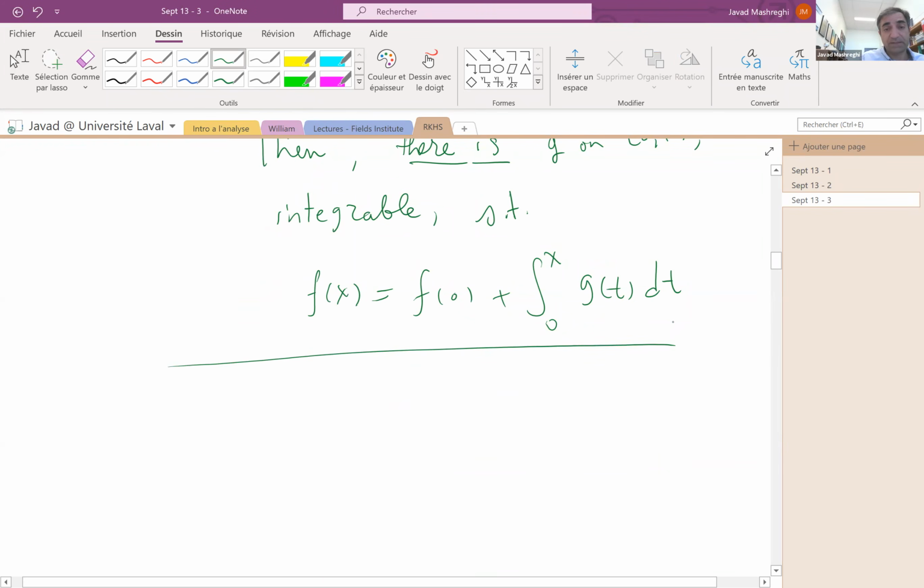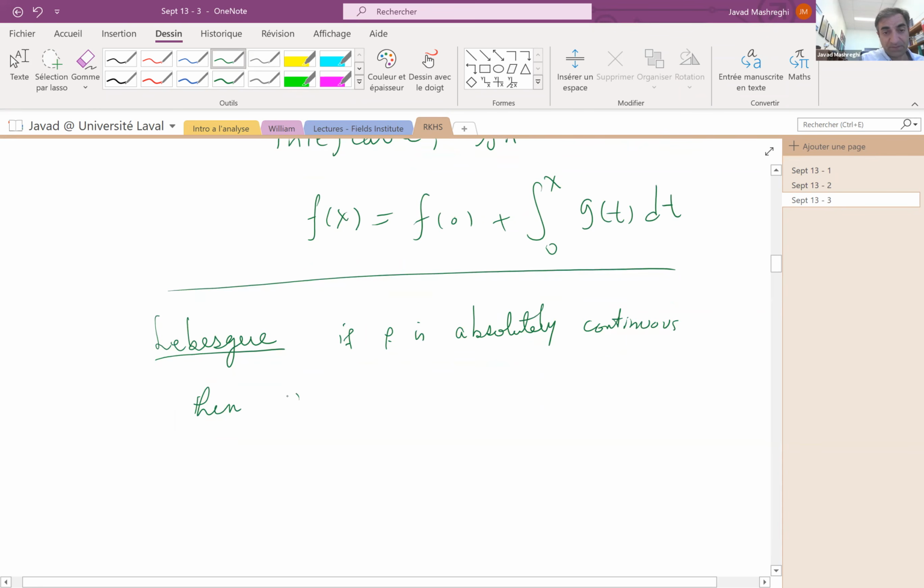I emphasize the fact that g is in L1, and a theorem of Lebesgue, one of his famous contributions, says that if f is absolutely continuous, then f prime, the classical derivative, exists almost everywhere. This is the terminology he invented.